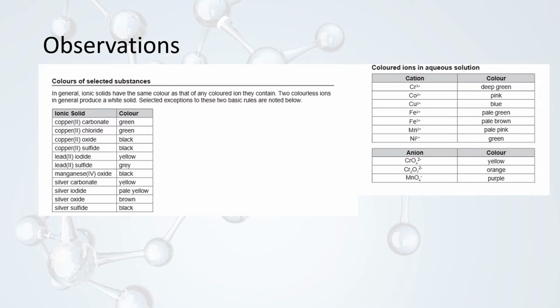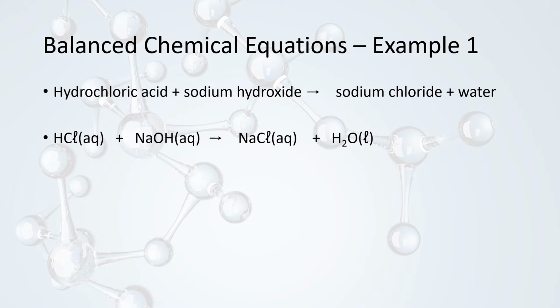Now, sometimes you're going to be asked to do observations. So you would go and check out your coloured compounds. Now, we have no solids in this particular case, and we can see here that sodium ions are not present on this table. So that means in solution, they make a colourless solution. And if they were a solid, they'd be a white solid. So if we're going to do an observation for this, you would have a colourless solution here.